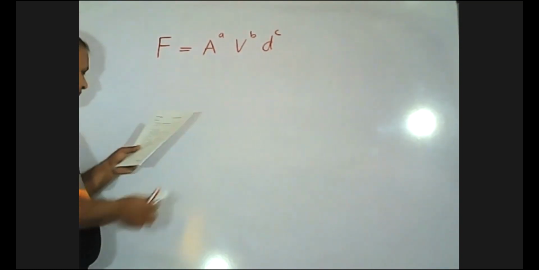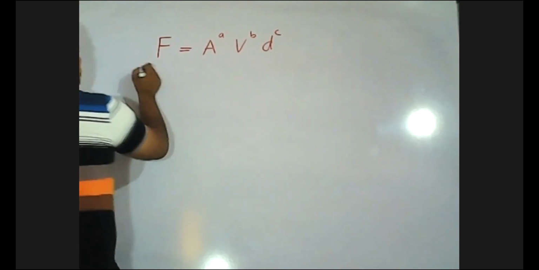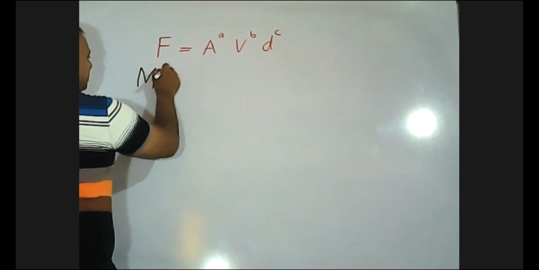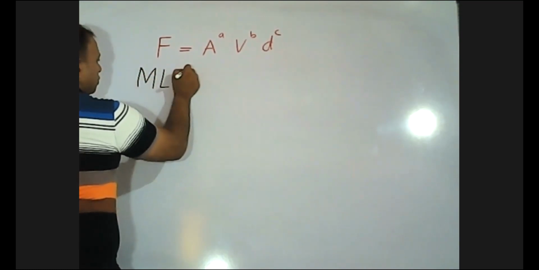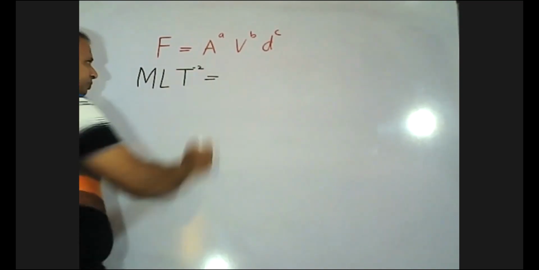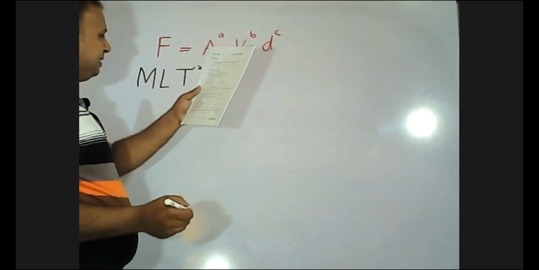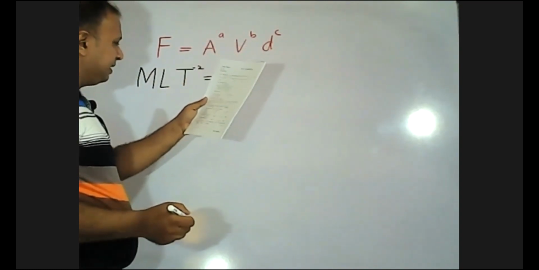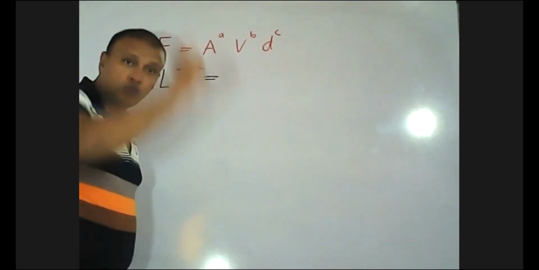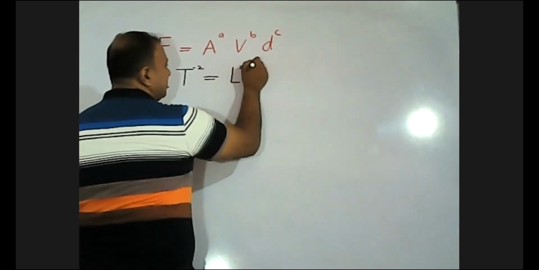F is a force, so this should be equal to M L T to the power minus 2. Then A is given. A is an area, no? Area means L squared. Therefore, L squared to the power a.